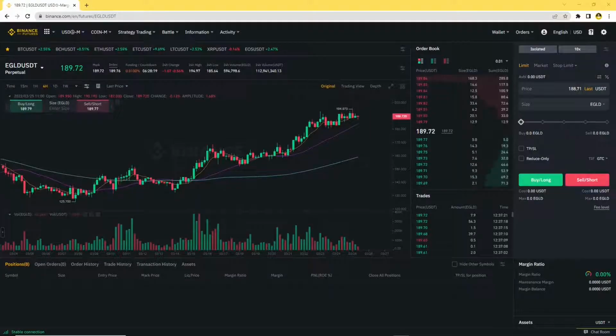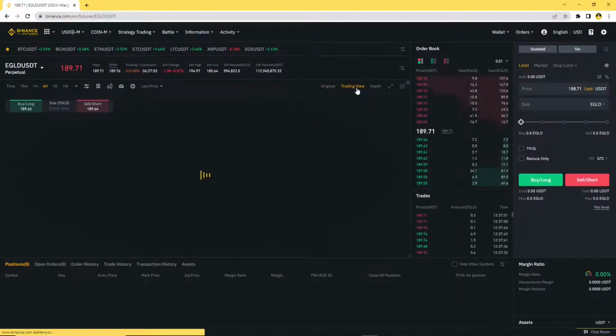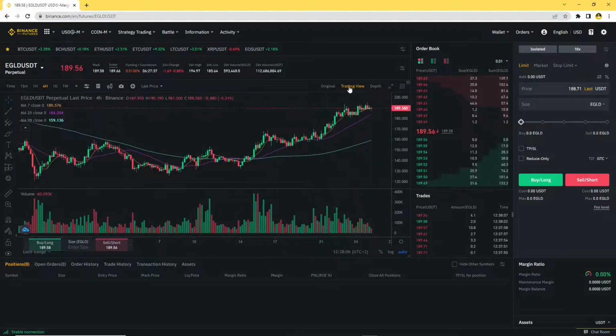Now let's talk about how to apply formations to our Binance Futures interface and how we can trade them. Let's give our example from the EGLD USDT pair. When you enter the Binance Futures interface, your graphic setting will be original. You have to set it to the trading view graphic in order to use the technical analysis tools. As you can see, after clicking the trading view icon, your graphic interface will change and the technical analysis tools will be shown at the left side.